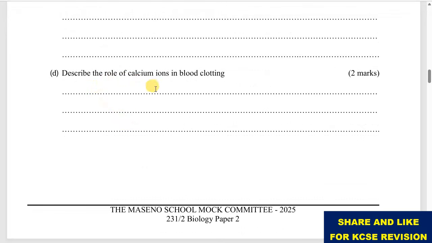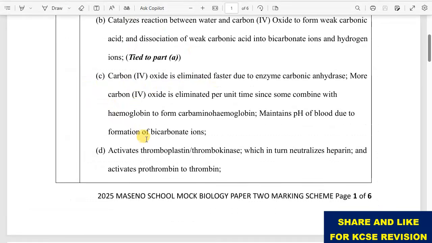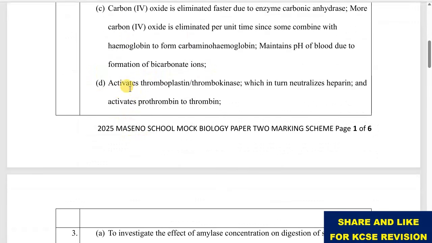Describe the role of calcium ions in blood clotting. Calcium ions in blood clotting activate thromboplastin, thrombokinase, which in turn neutralizes heparin and activates prothrombin to thrombin.